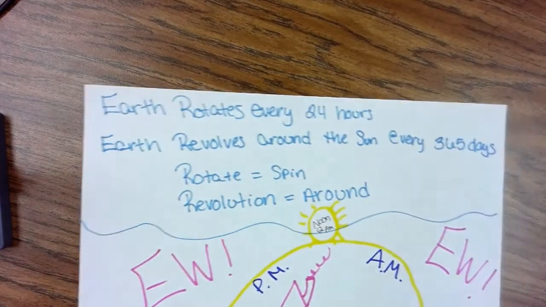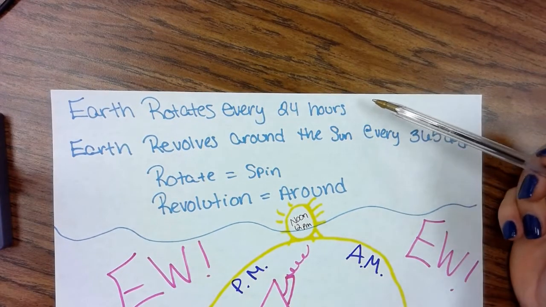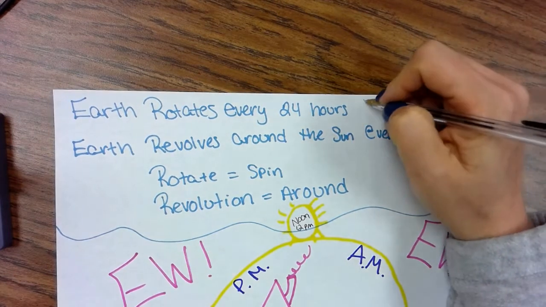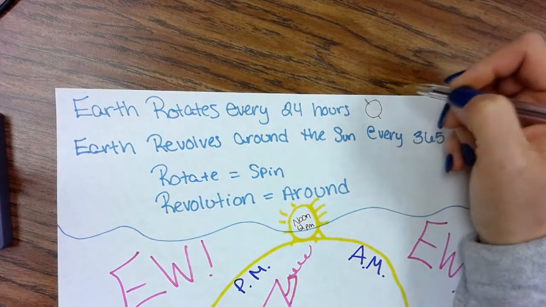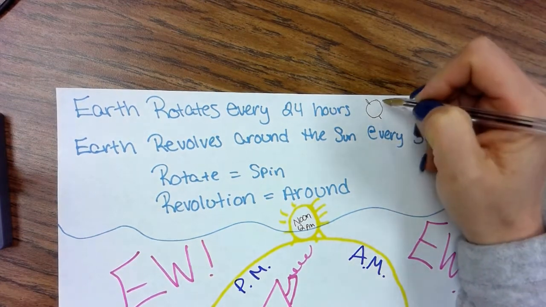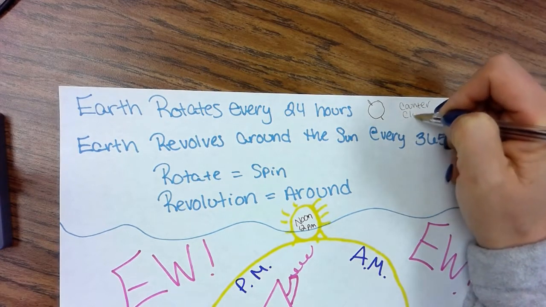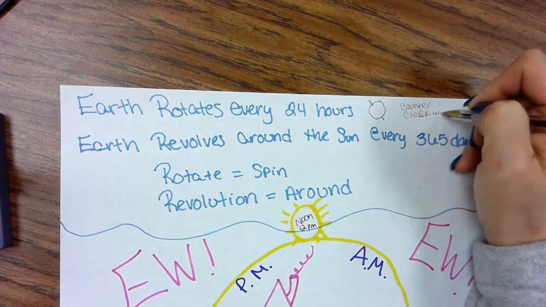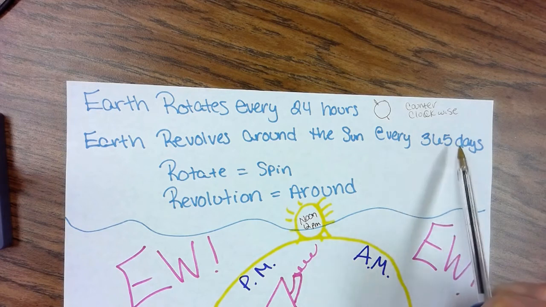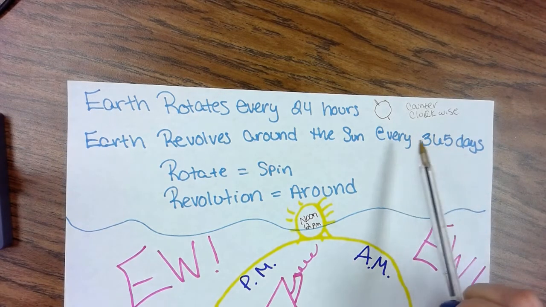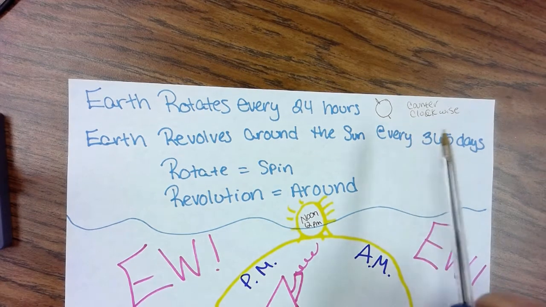Earth, let's talk about that a little bit. Earth rotates once every 24 hours, right? It's got a little axis thing happening, okay? And does it spin clockwise or counterclockwise? Counterclockwise. All right, but Earth revolves around the sun every 365 days. So every 365 days, you have a birthday and you just completed one trip around the sun.